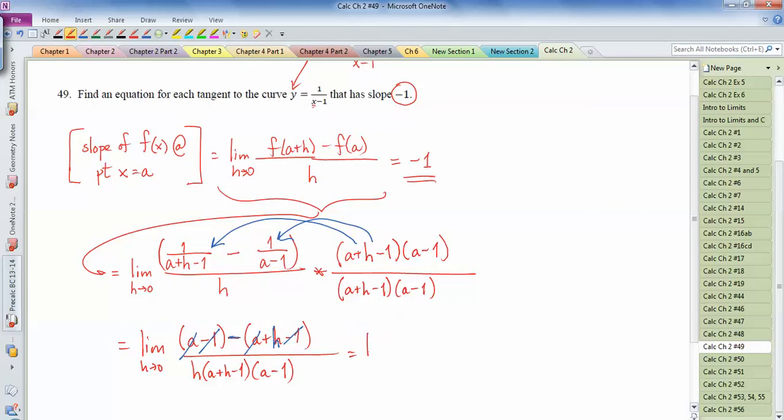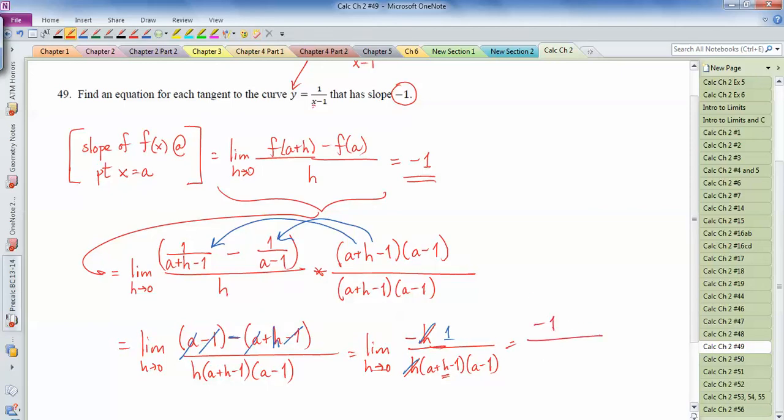So this is going to be limit as h goes to 0 of negative h over h times a plus h minus 1 times a minus 1, and the h's will cancel. And all I'm left with now is negative 1 on top. And at this point I can plug in 0 for my h, so I don't need the limit statement anymore. It's negative 1. Whoa.